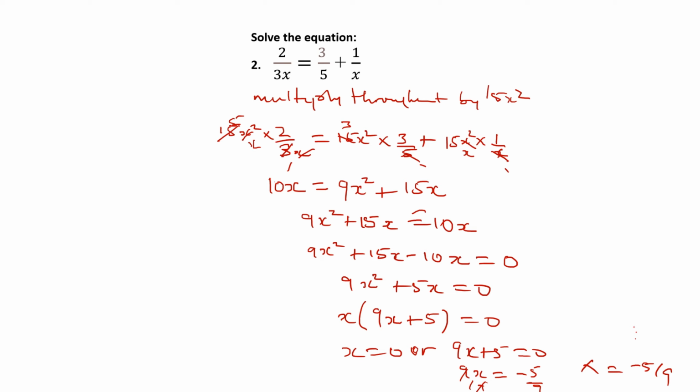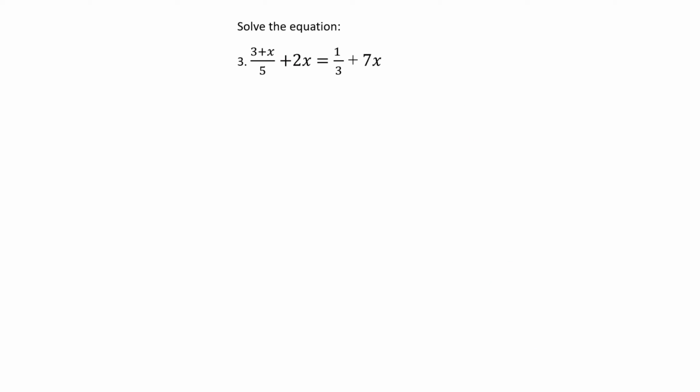We move on to the third question. The third question says 3 plus x over 5 plus 2x is equals 1 over 3 plus 7x. So here, this is a fraction, this is not a fraction. 1 over 3 is also a fraction, and this is not. So we take the denominator as 1. Go again for this, we take the denominator as 1. The denominator here as 1, here as 1 again. So we now have our denominators here 5, 1, 3, and 1.